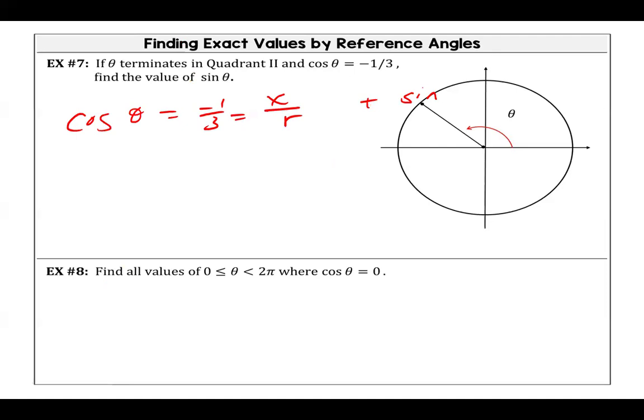This goes in your journal. I put in a participation grade for it. You should be able to find the sine fairly quickly.